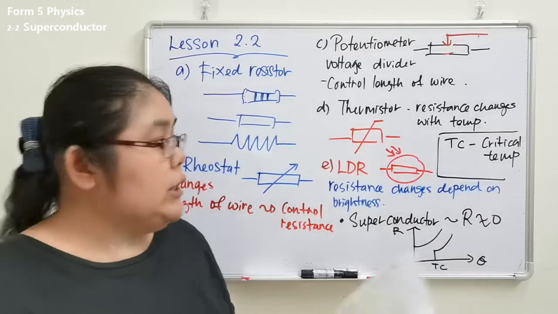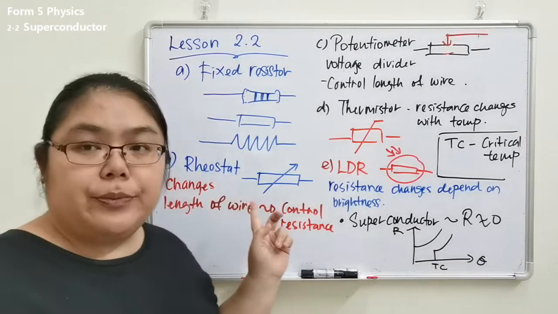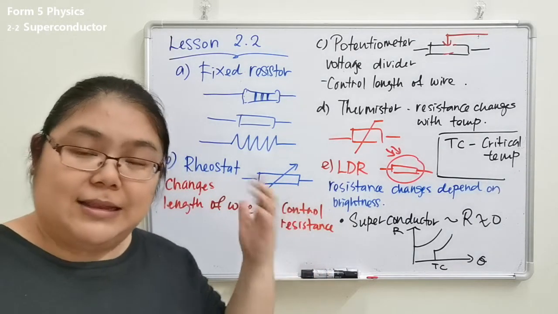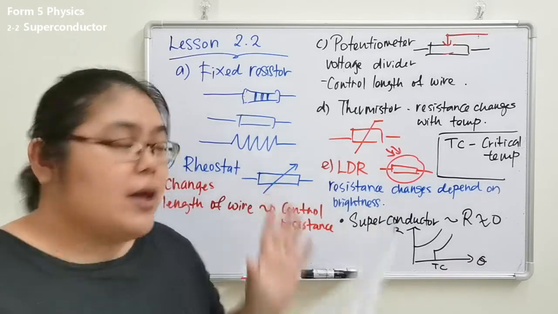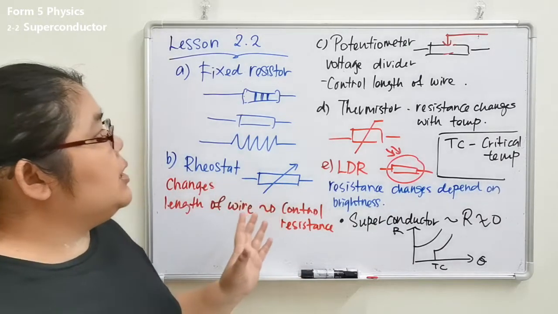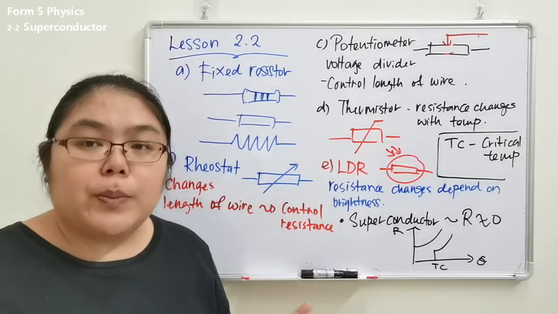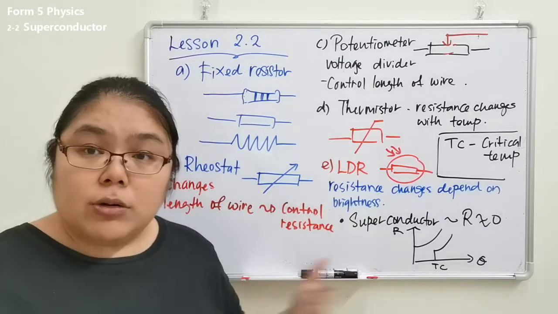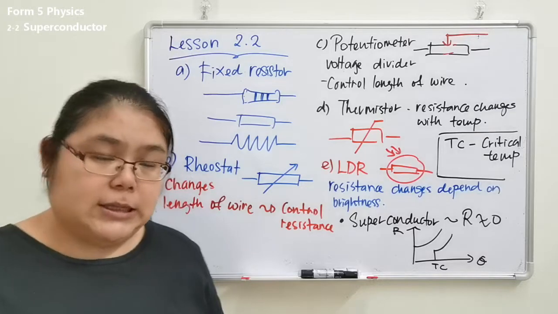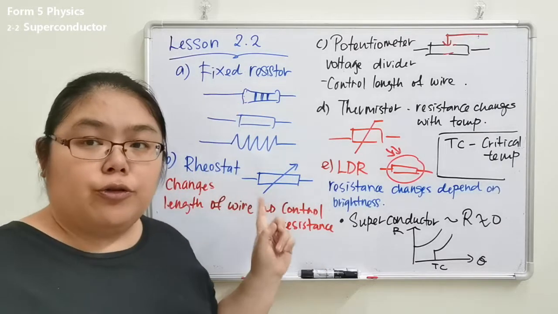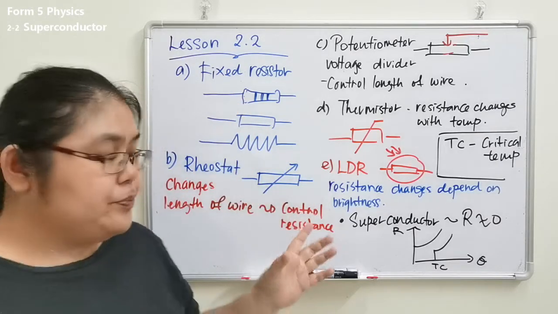Okay, let's see the following, which we call the rheostat. I showed the diagram in the last lesson. A rheostat is also a resistor, but this one we can control. That means you can control the resistance. The fixed resistor is fixed, but this one you can control. You want a certain value, then you just adjust it.